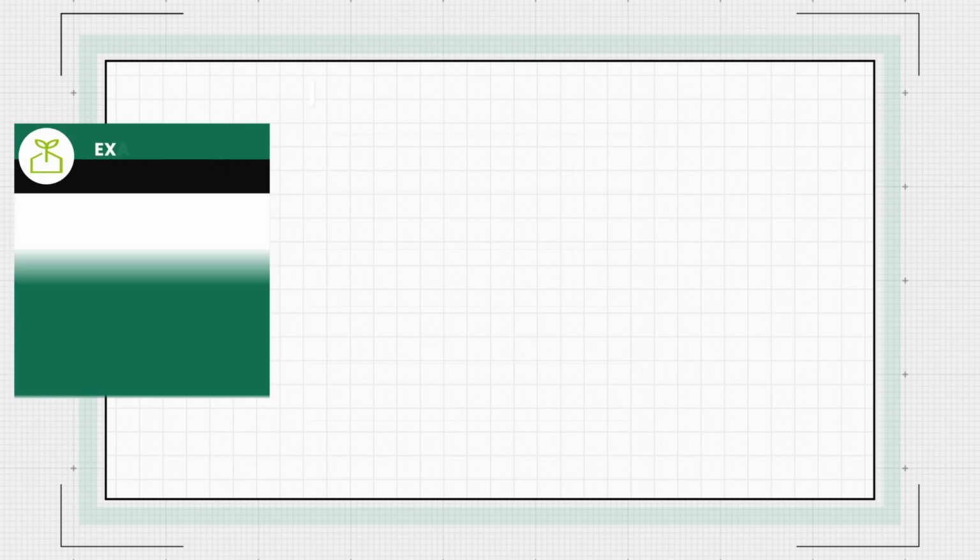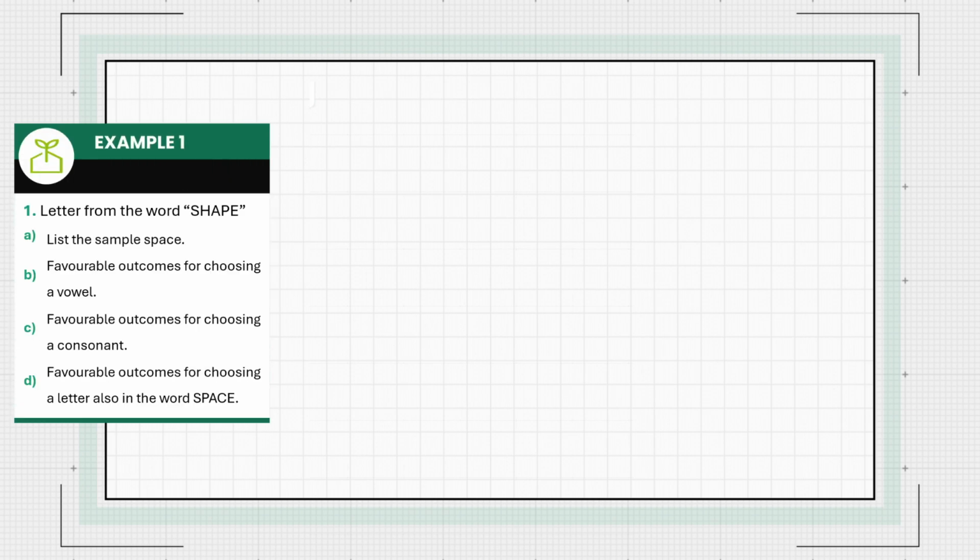Okay, now we're going to be looking at favorable outcomes, and a favorable outcome is just an outcome that we assign a value to, or something that we would like to have happen. And it's the one we're basically interested in a chance experiment. So if we look at our first one, we're looking at the letters in the word shape.